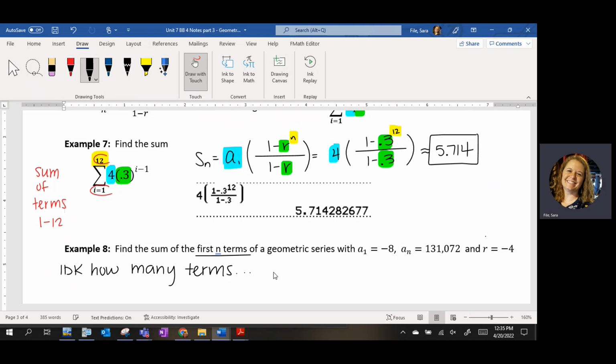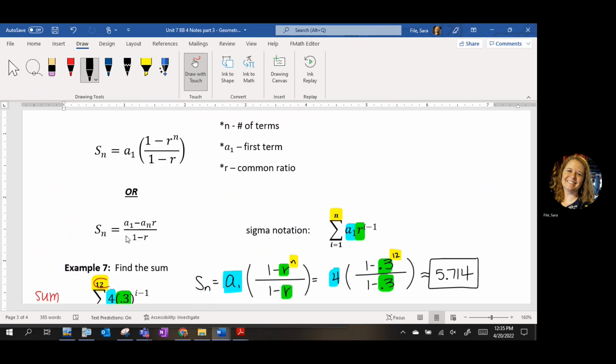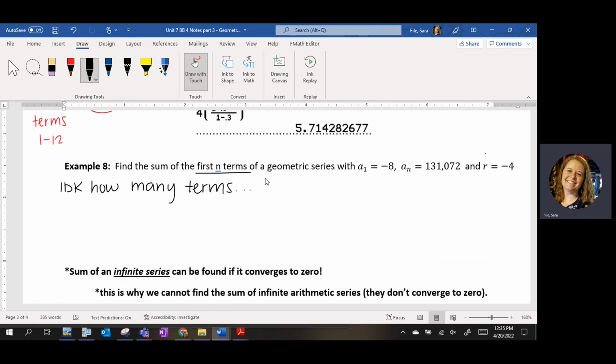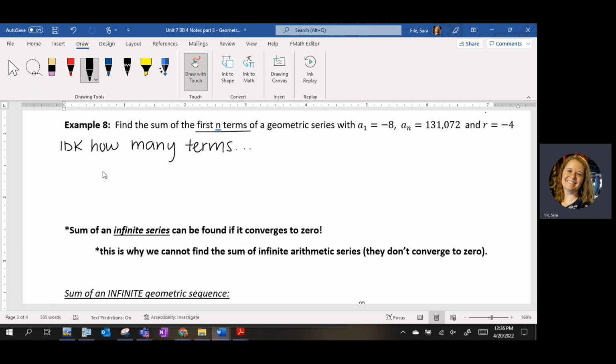If I don't know how many terms there are, let's look back at the formulas. I have to use the second formula, right? That I don't need n for. So this is the formula I'm going to have to use on this one. So it is a sub 1 minus a sub n times r over 1 minus r. So this is the formula I have to use here.